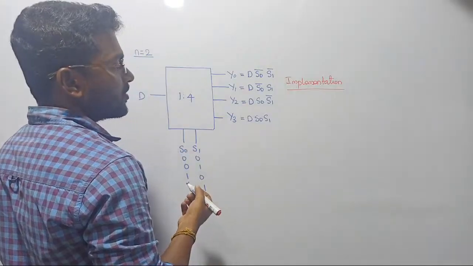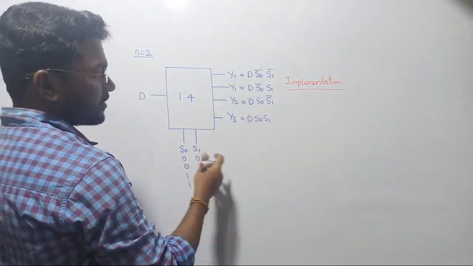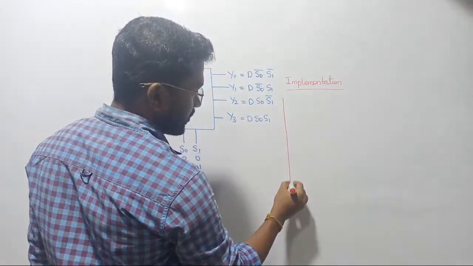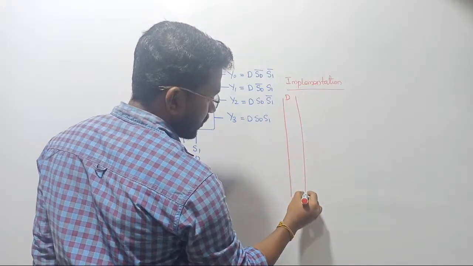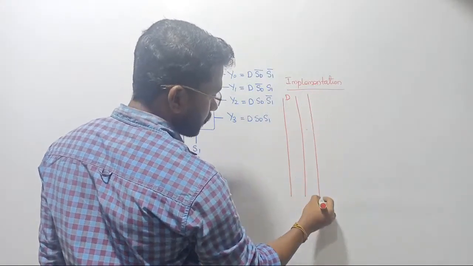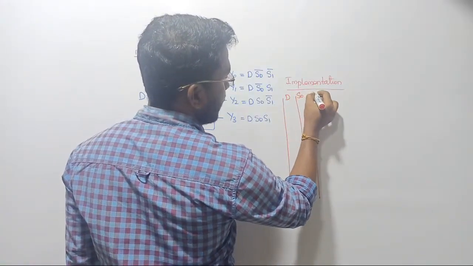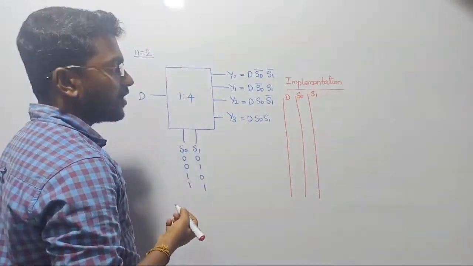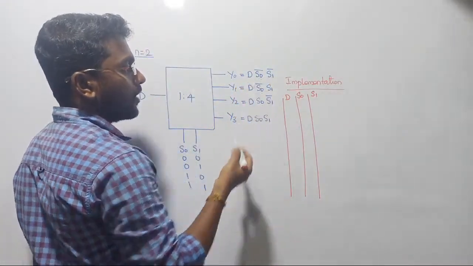Now in order to implement the circuit, actually we are going to receive 4 outputs. For that we need 3 lines. First let us consider the data line from the input side. With this we are going to consider 2 more lines. The 2 more lines are called what? Data selectors. Let me call them S0 and S1. Let us receive the output from them. First Y0. Y0 equal to what? D into S0 bar into S1 bar.